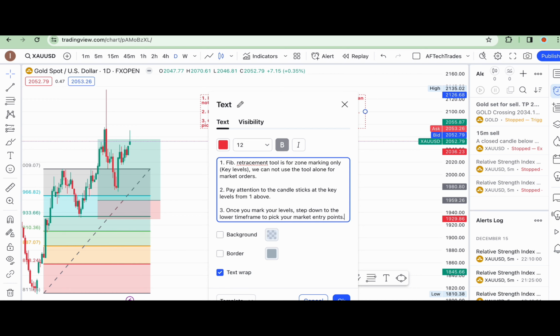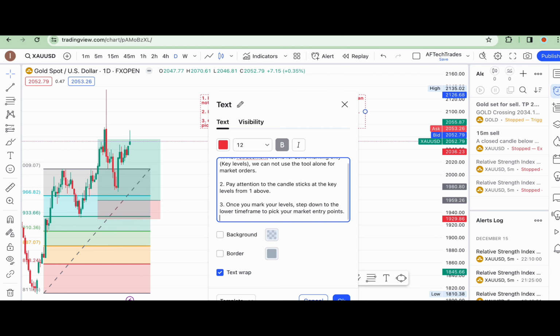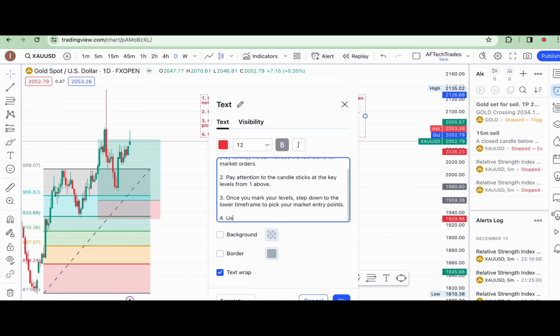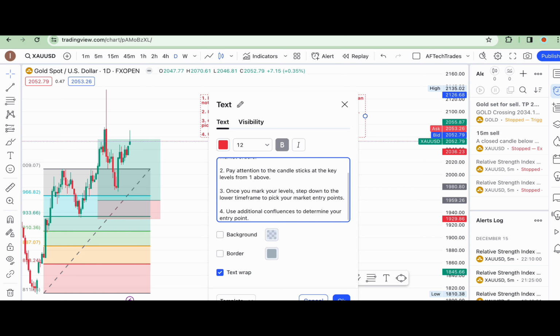Then, the second to the last, I would say, number 4, use additional confluences to determine your entry point. In this case, it could be your moving average. You could use the moving average. It could be a double top, double bottom, whatever other confluences that work for you. You have to use it at these key levels.